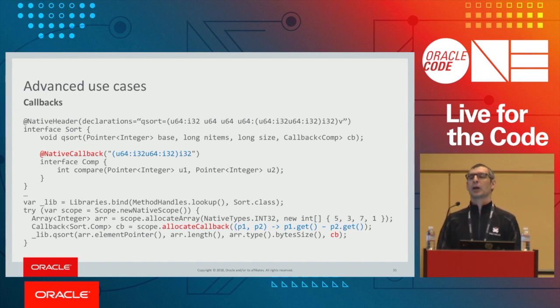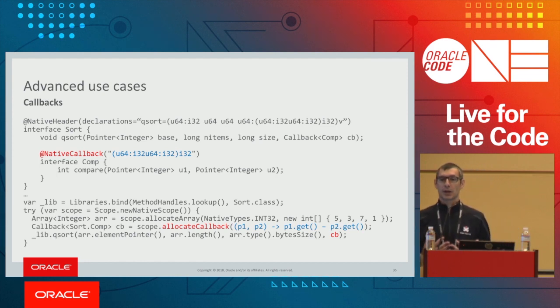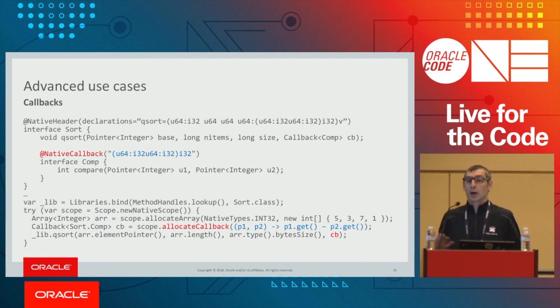And again, we are using interfaces with annotation. In this case, we have a functional interface called comp. We put an annotation called native callback in it and describe the native signature of the callback using our little DSL. Then we can allocate a callback using a scope. And when we allocate a callback, we can provide a lambda expression. The lambda expression will be essentially the code that needs to be executed whenever the callback is called by the qsort function. So in this case, I'm just returning the difference between the two elements.